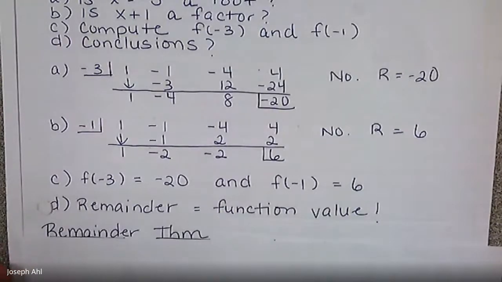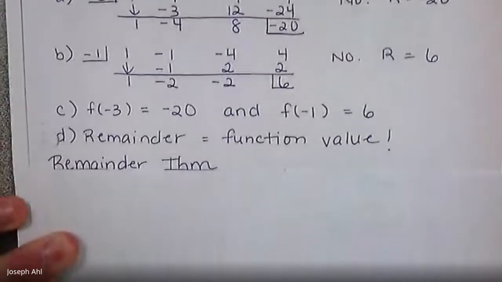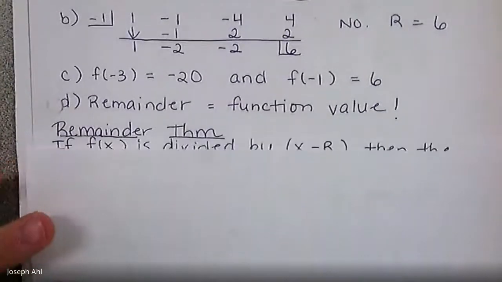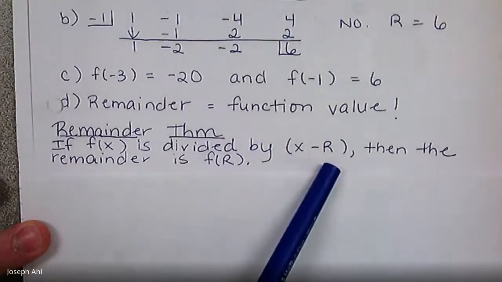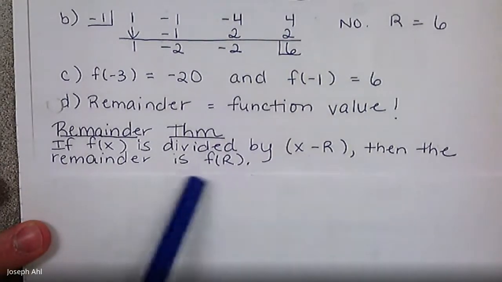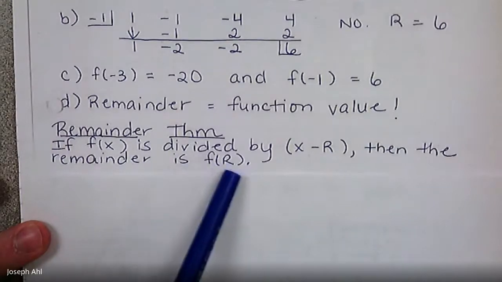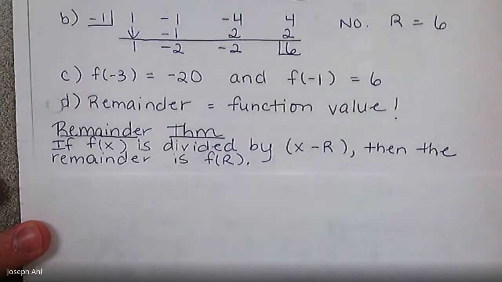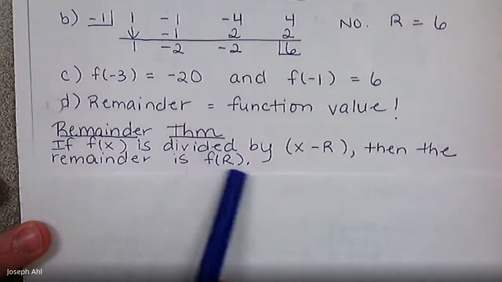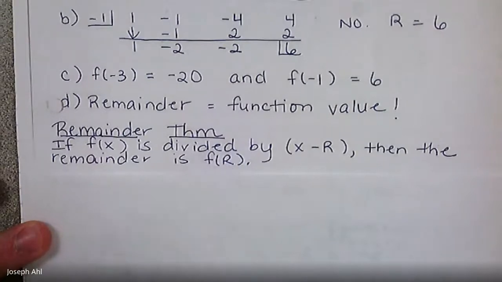So that brings us to something called the remainder theorem. And what the remainder theorem formally states is the following. If f of x is divided by a factor x minus capital R, then the remainder is f of capital R. So when I do that synthetic division, whatever that capital R is, the root that I'm testing, the remainder will always match the function value at capital R. And that's what we saw in the examples right up here above. So that's pretty critical to us.